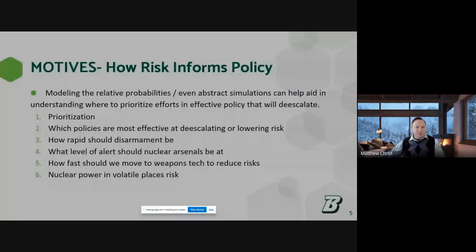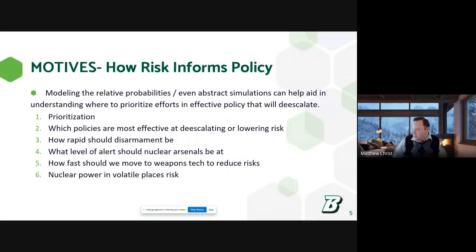And really the reason why we're interested in risk is so we can help policymakers decide how to prioritize resources and which policies are going to be the most effective given a certain parameter set. Should we be working toward disarmament or raising the alerts on nuclear weapon systems?